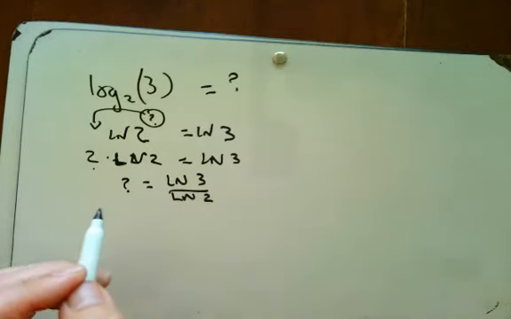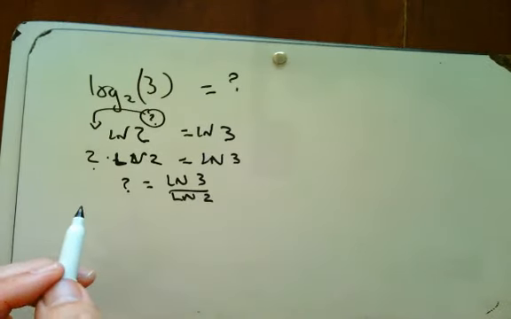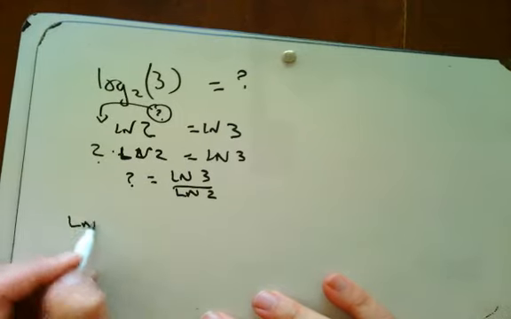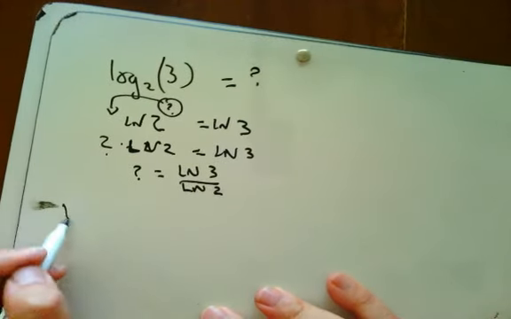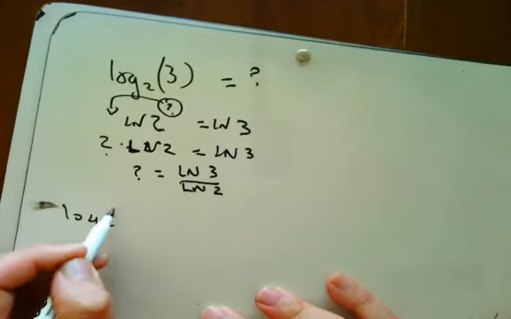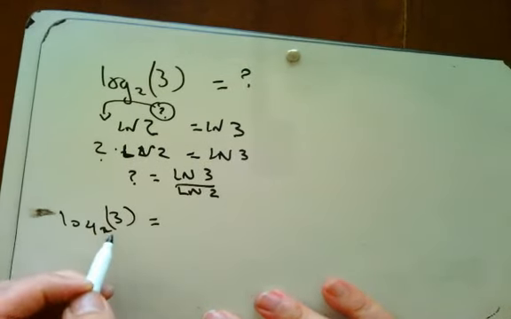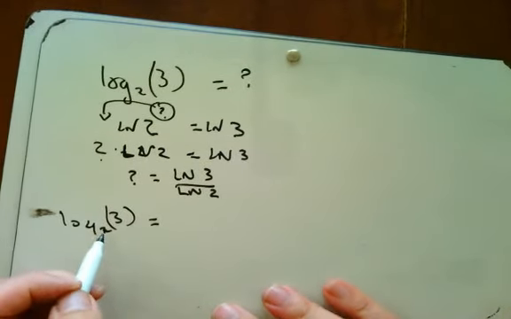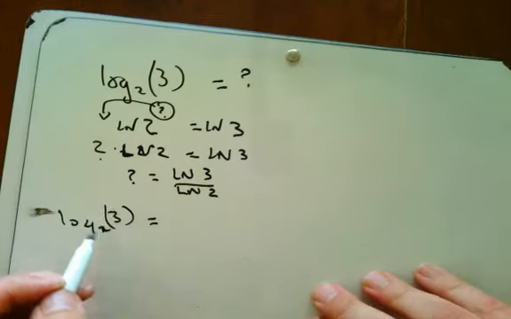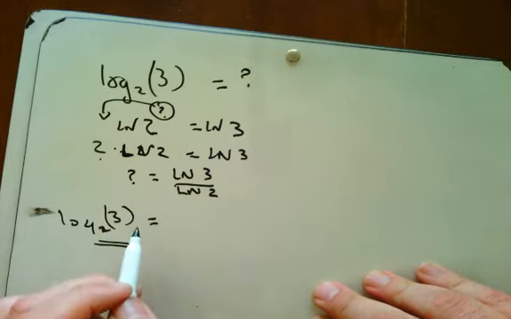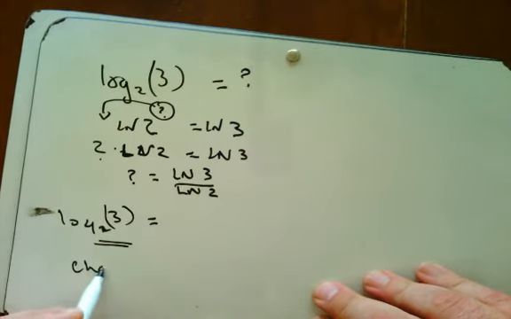If I take the ln of both sides, I now have a log and I can bring the power rule down and say question mark times ln of 2 equals ln of 3. Well, this question mark is attached to ln of 2 with multiplication, and so question mark equals ln of 3 over ln of 2, because I'm going to divide both sides by ln of 2.